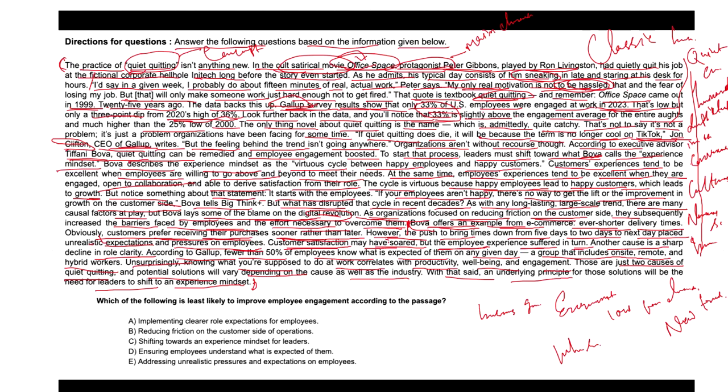Another cause is a sharp decline in role clarity. According to Gallup, quiet quitting is tied to a lack of clarity in employees' roles, which correlates with lower productivity and engagement, isn't it? He pointed out that this correlates with productivity, well-being, and engagement, and those are just two causes of quiet quitting. So unclear job roles contribute to disengagement, which is a factor in quiet quitting.